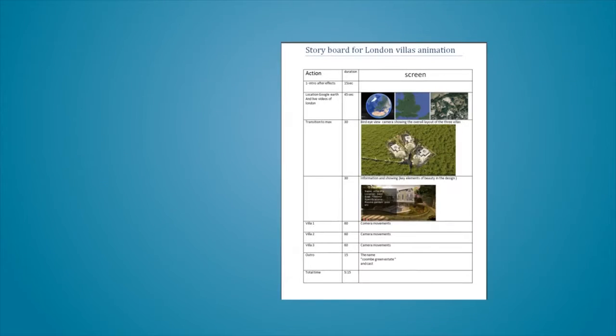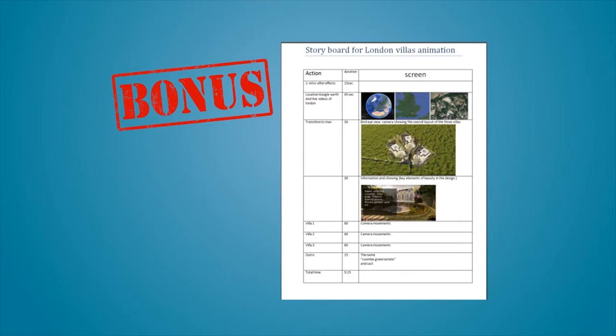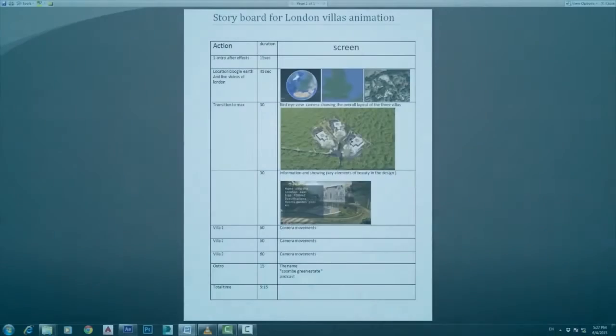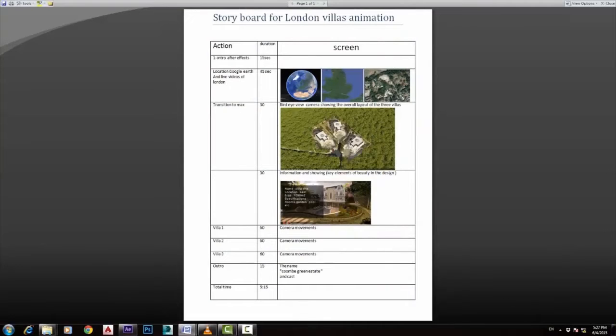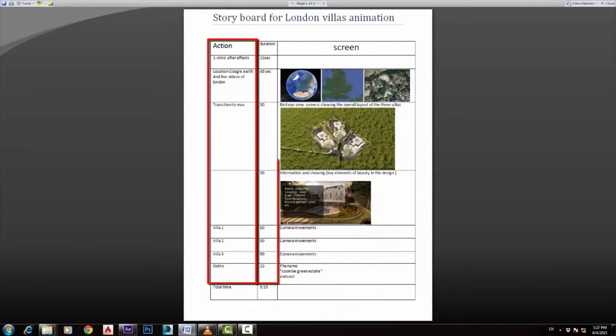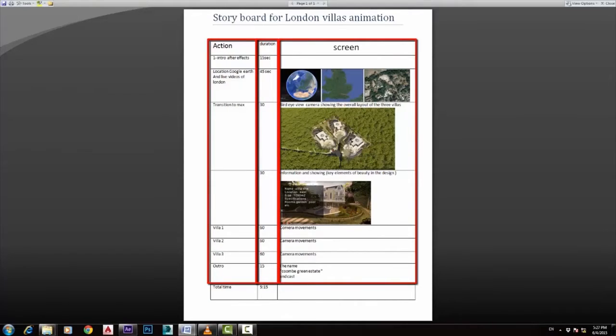Now comes the time for the storyboard paper. As a bonus with this lecture, I've included my personal Word document of the storyboard paper in the downloads section. Now we will design our movie here. We have 3 columns. One is for the action, one is for the duration, and one is for what we are seeing on the screen.